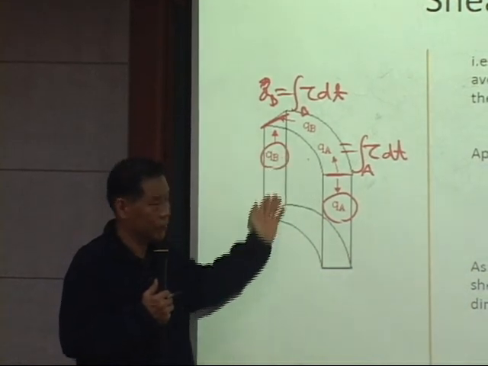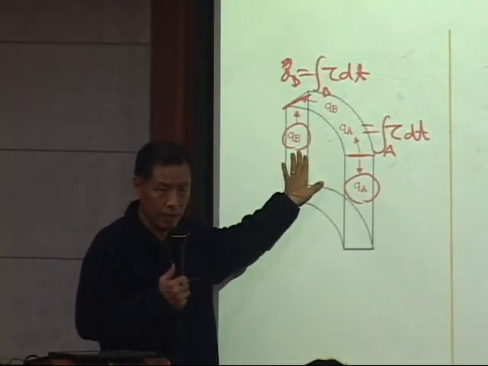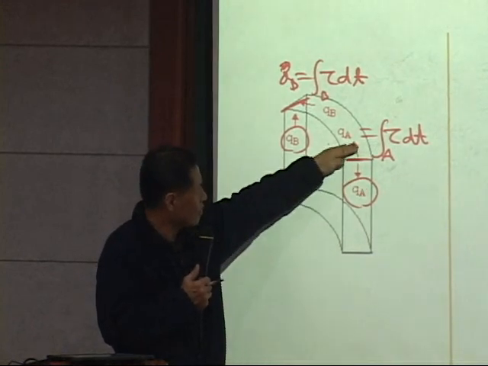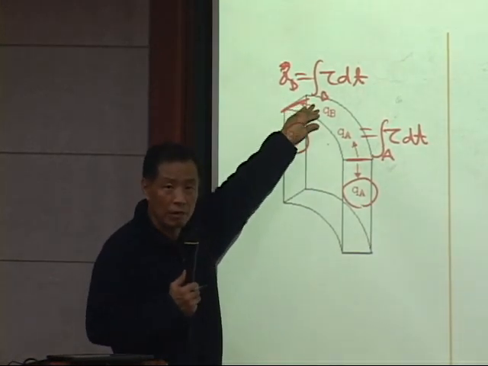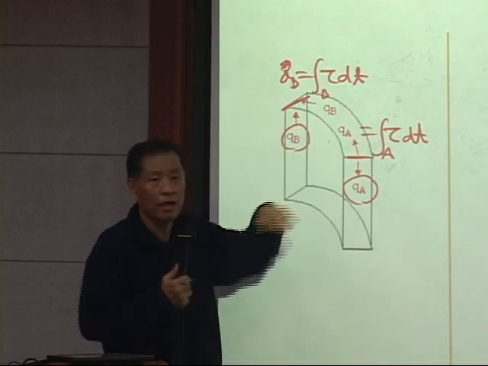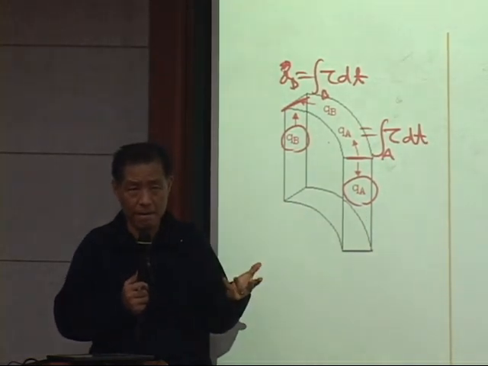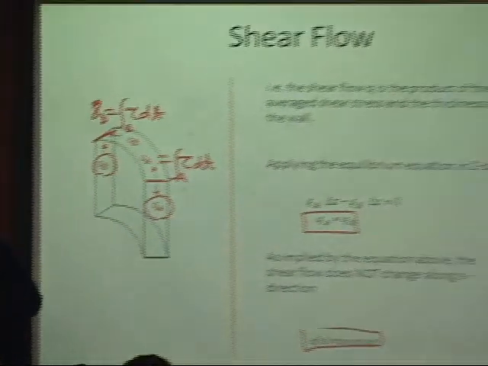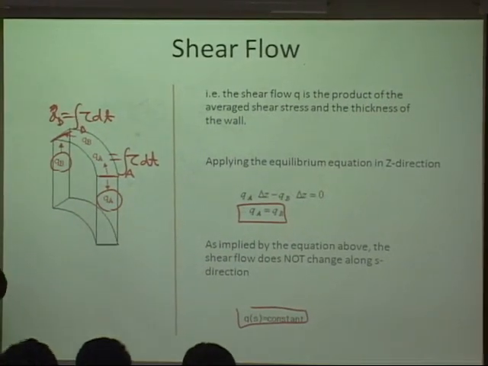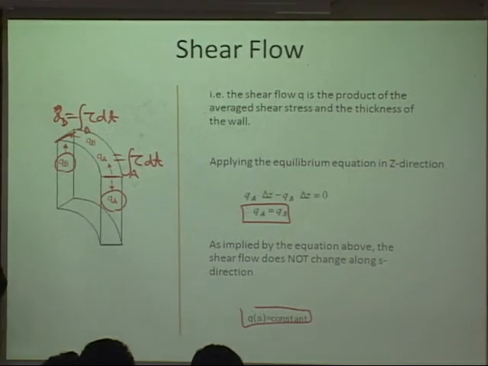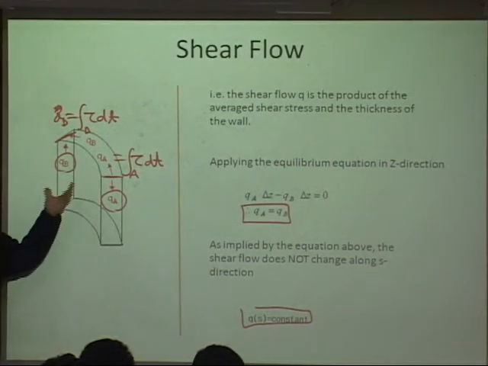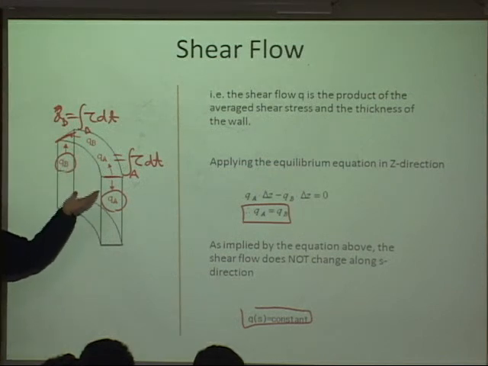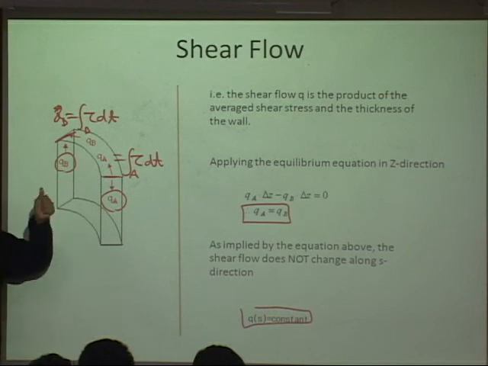Because of z-directional force equilibrium, this is the same, and this has to be the same, and this has to be the same. Finally, this and this have to be the same. Okay, so shear flow is always constant in a thin-walled hollow shaft subject to a torque. Okay.